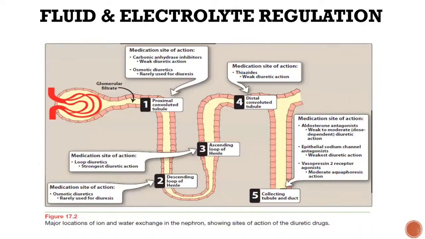So this is just a summary of what I was talking about a few seconds back. You can see there are some numbers given here in black. The first number is the proximal convoluted tubule, which comes first. Second is the descending loop of Henle. Third is the ascending loop of Henle. Fourth is the distal convoluted tubule. And the fifth is the collecting tubule and collecting duct.